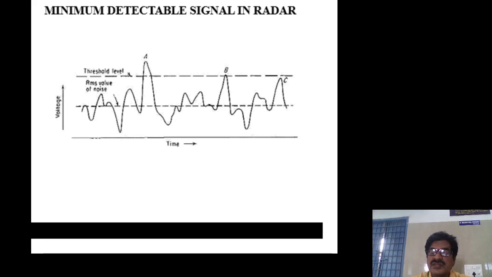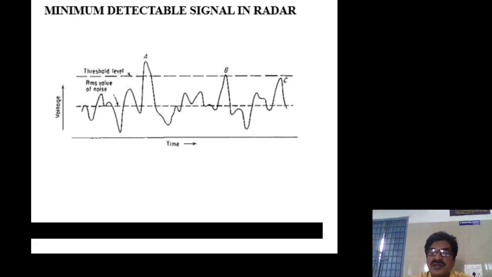So by observing this, to identify the target C also, what you have to do is reduce the threshold level. If I reduce this threshold level, even the peak with reference to position C also crosses this threshold level, so that also represents the presence of the target.